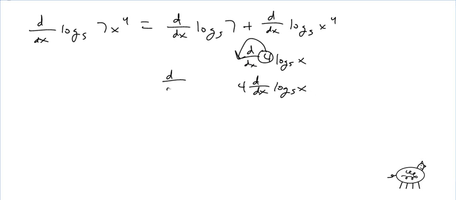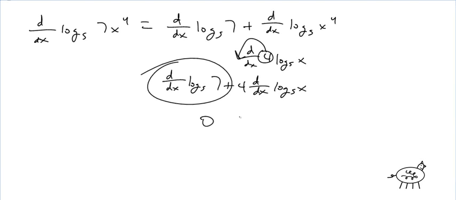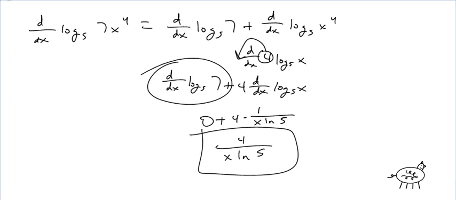Okay, so let me write it out here. d by dx log base 5 of 7 plus 4 d by dx log base 5 of x. Of course, what is this? That's a constant. What's the derivative of a constant? 0. And it's plus 4 times the derivative of log base 5 of x, which is 1 over x ln of 5. So we get 4 over x ln of 5, which is exactly what we got for the first example if you look back at your notes.